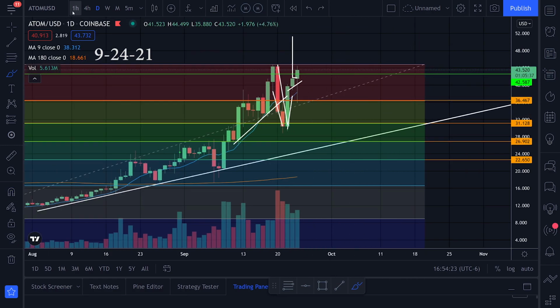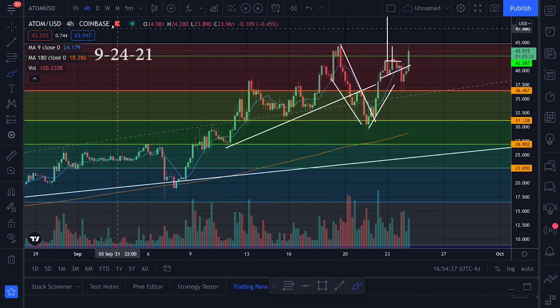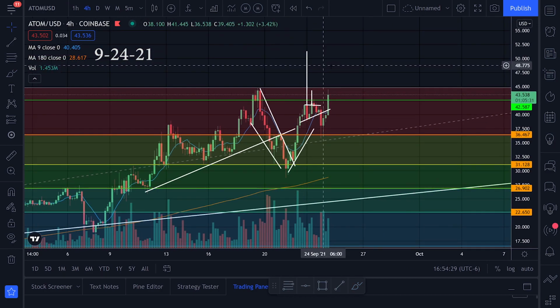Right now, it looks like we have some good momentum, and I'm basically just watching it in the smaller time frame.